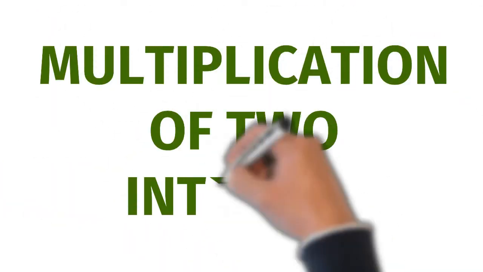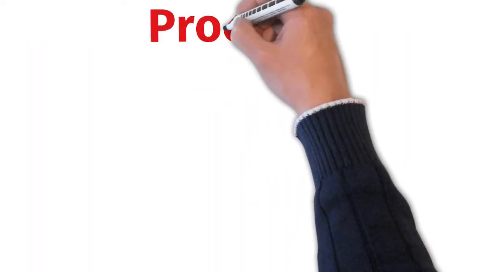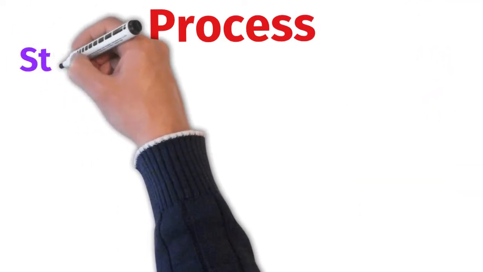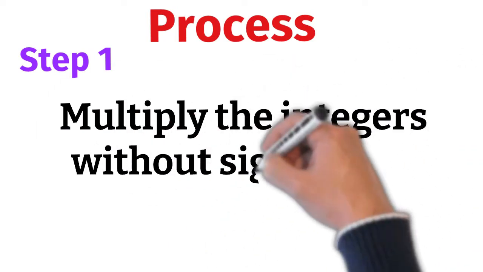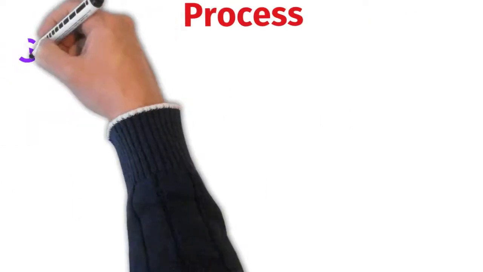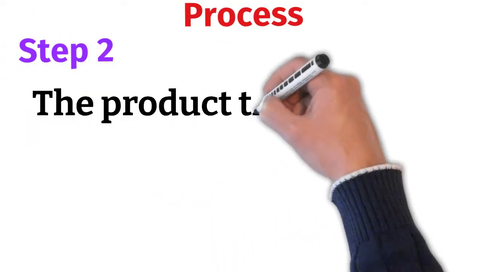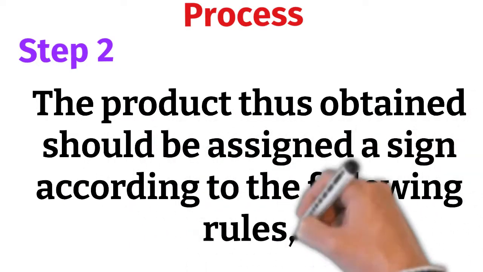Multiplication of two integers. The process of multiplication of two integers is like this. Step 1. Simply multiply the integers without sign, that is as whole numbers. Step 2. The product thus obtained should be assigned a sign according to the following rules.